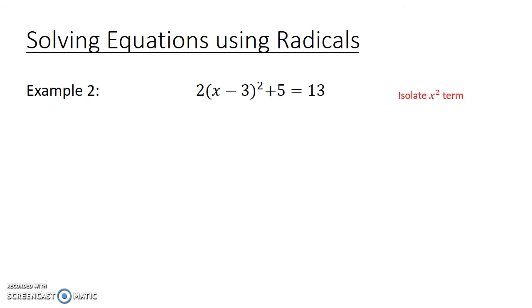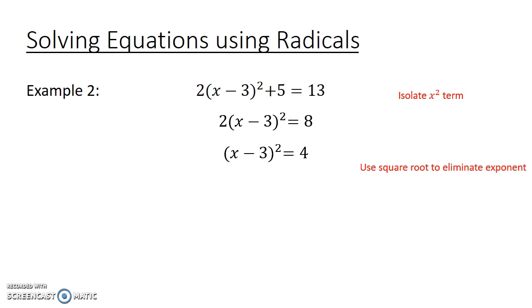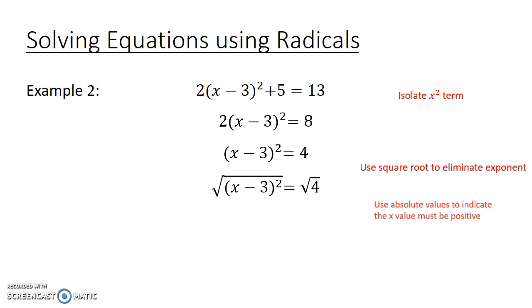When we do the other problem here, the last example, we do the same thing. We're going to go ahead and isolate that x squared term. So subtract 5 and divide by 2. Those are the first two steps. To get rid of the exponent, we're going to go ahead and use a square root. So we take the square root of both sides to eliminate the exponent.